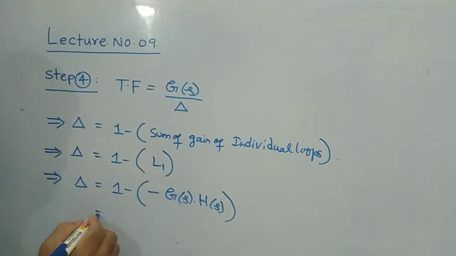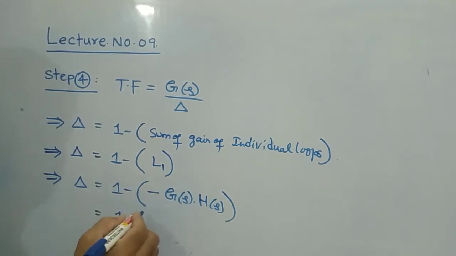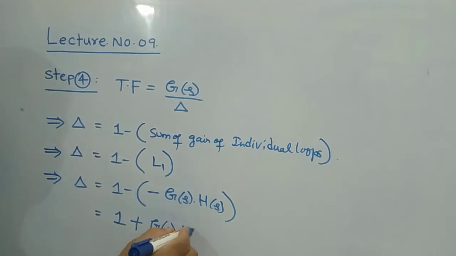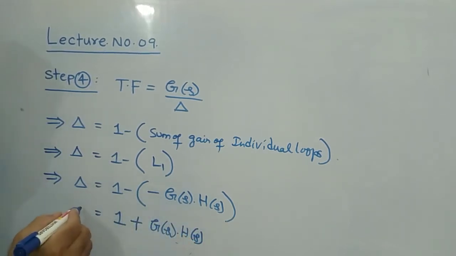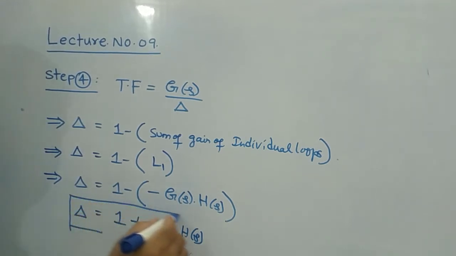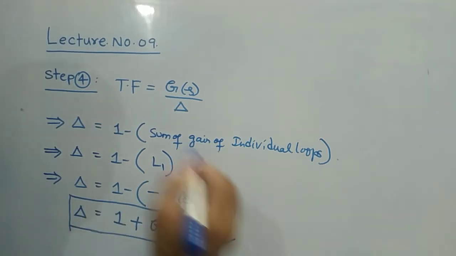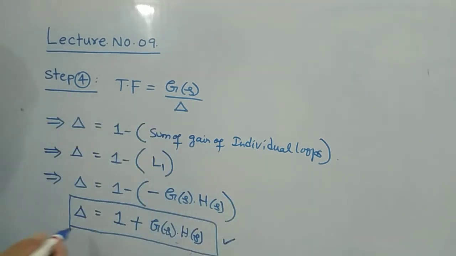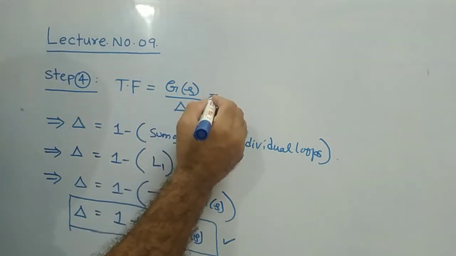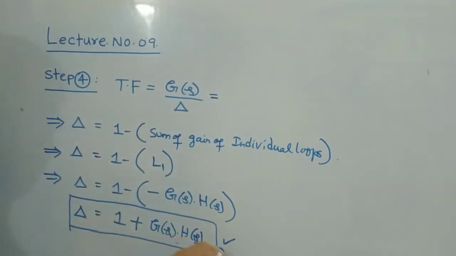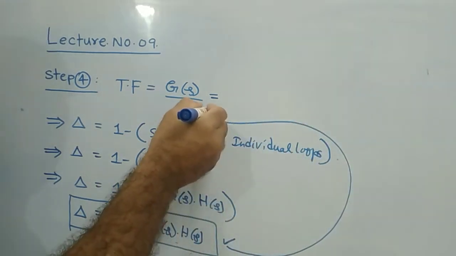This is further 1 minus of minus, plus 1 plus G of s into H of s. This is your delta. We have obtained the delta value also. Therefore, substitute this delta value in this transfer function. You substitute this value directly here.